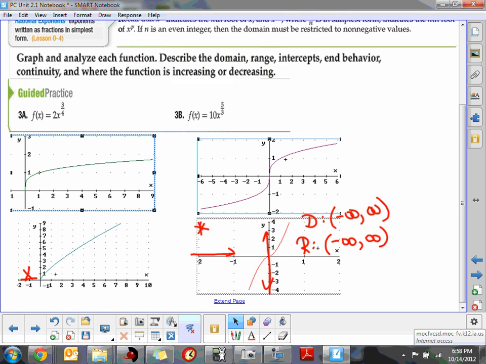X-intercepts and y-intercepts, they have a common point. It's where it crosses the x-axis and the y-axis at the origin. So the x- and y-intercepts are at the origin, (0, 0).